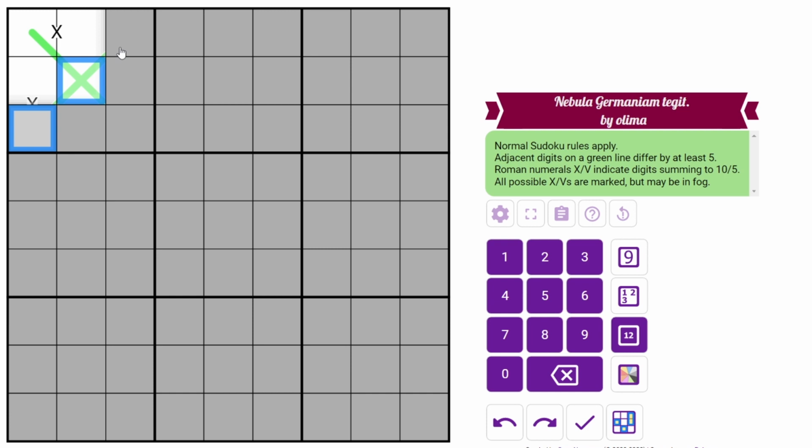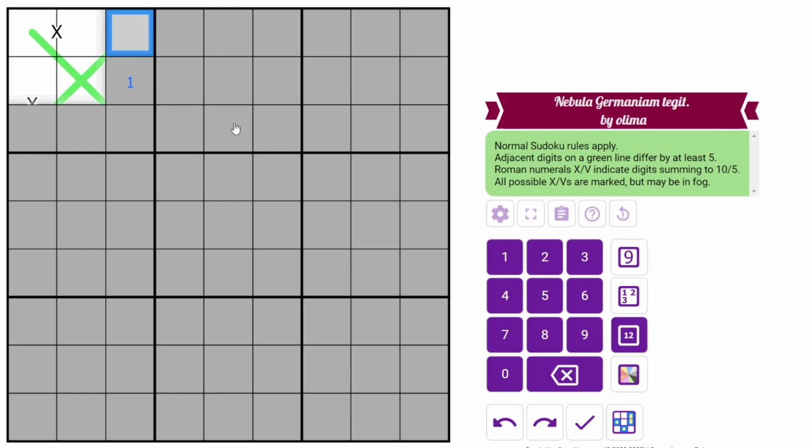Roman numerals X and V indicate digits summing to 10 and 5. So we see this X here, and that means the digits around this X should sum to 10. So if we have 2 here, then we should have 8 here. Like X, there will be V somewhere. Assume that there is a V here, that means the digits should sum to 5. So, if we have 1 here, then we should have 4 here, so that the sum will be 5.